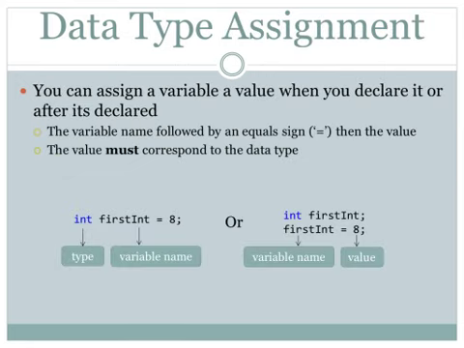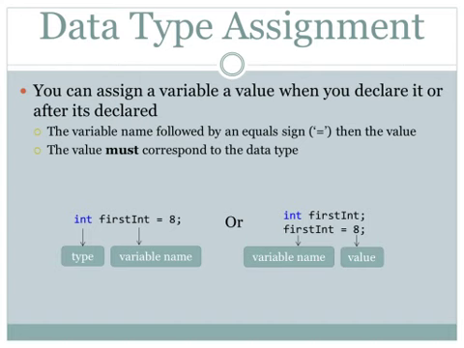Now let's discuss data type assignment. Once you've declared a variable, you can assign it by using the equal sign followed by the value that you want to assign the variable. As we said before, you can either assign the variable once it's declared or following its declaration.